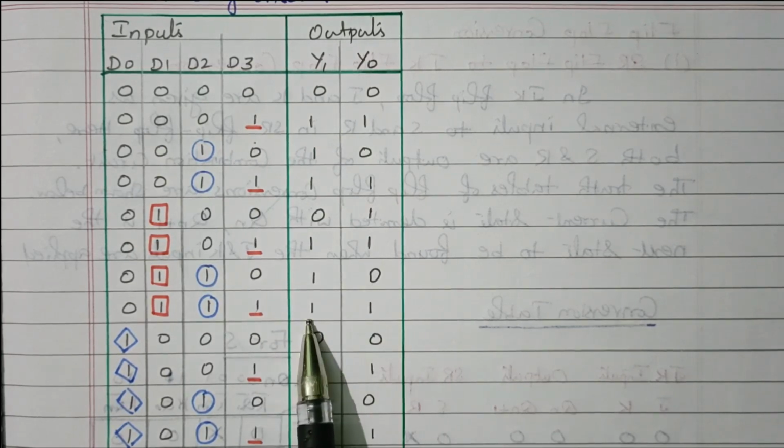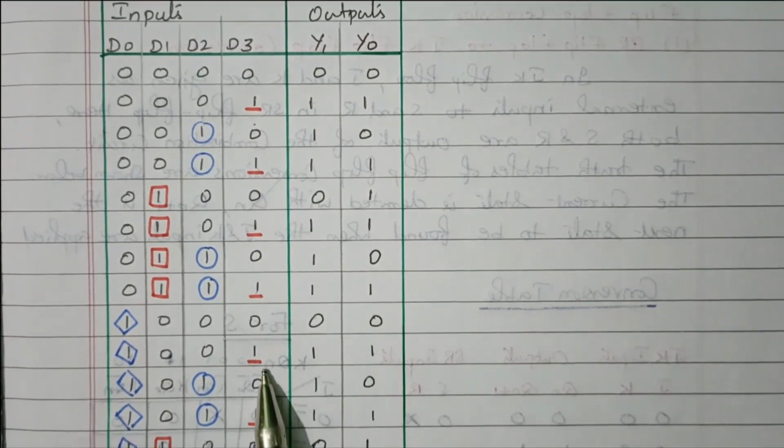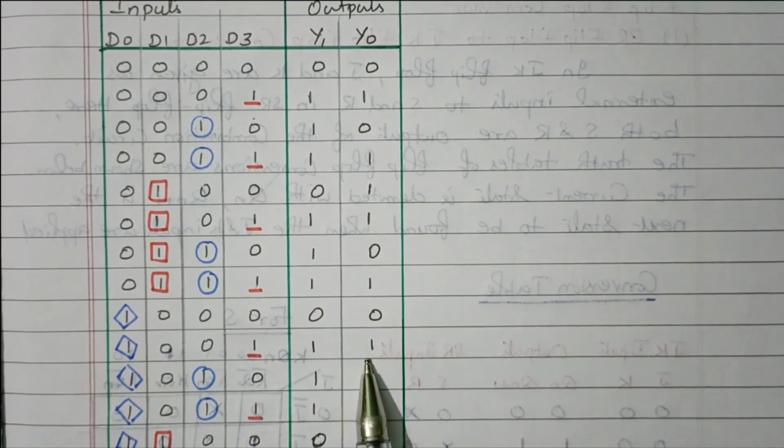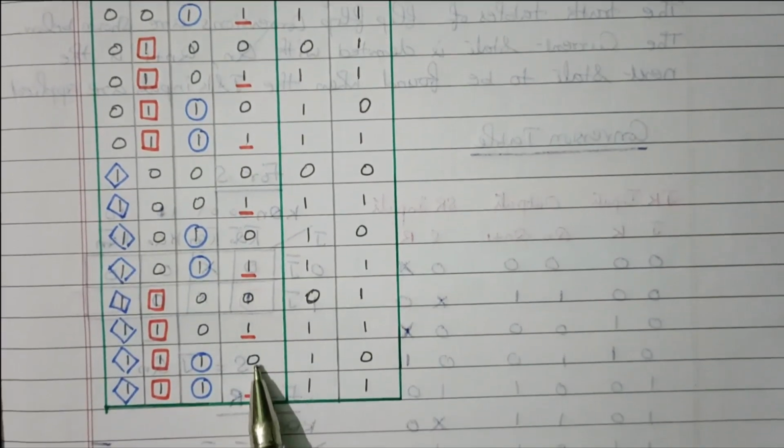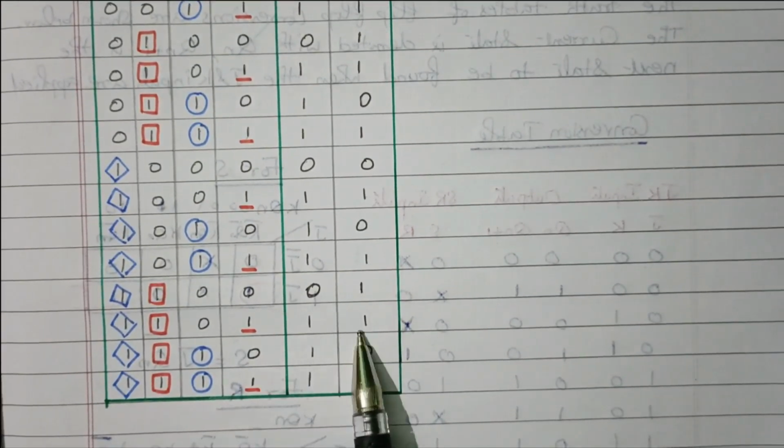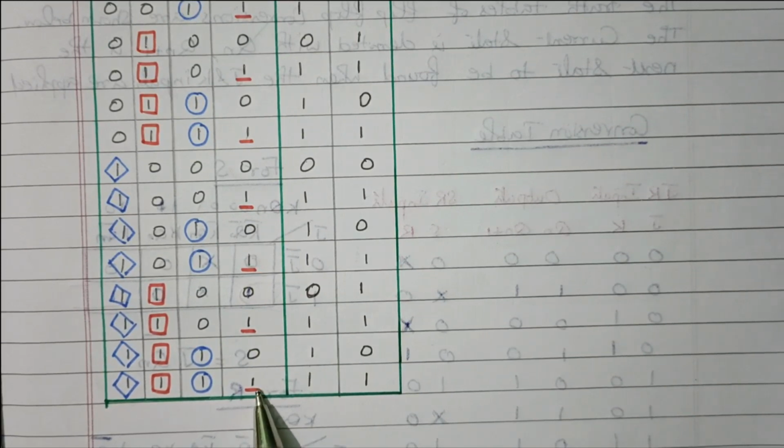Here also 1, 1, 1 as the output. And here also 1, 1, 1 as the output. Whatever may be the remaining digits, this gives 1, 1, 1 as the output. Here 1, 1 as the output. So wherever we have D3 equal to 1, indicated by this red color line, we got the output as 1, 1. We need not check the remaining terms.